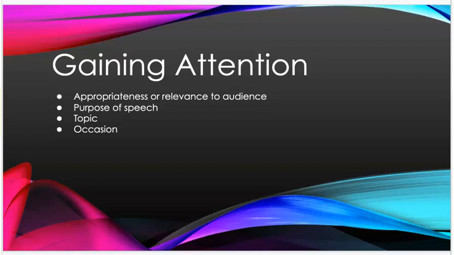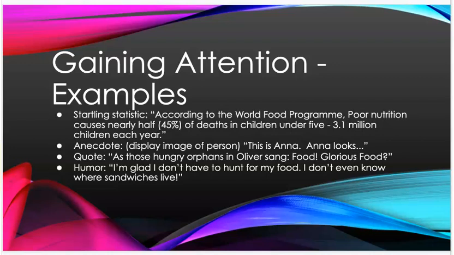Great examples of persuasive attention getters might be startling statistics. It might be an anecdote. So you show us a picture of somebody. This is Anna, and this is how Anna looks, right? And this is how Anna looks in your clincher now that she's done all these healthy, wonderful things, right? It might be a quote. As hungry as the orphans in the Oliver song, food, glorious food, right? Like that quote can connect with us. Make sure that you're starting with the words of the quote first thing. Humor, right? You might decide to use a joke as a good way of getting attention. I'm glad I don't have to hunt for my own food because I don't even know where those sandwiches live, right? Gain our attention in a way that is on point and on directive for your topic.